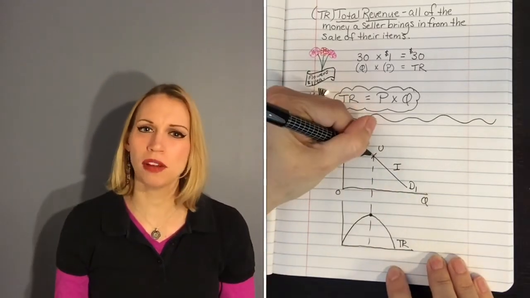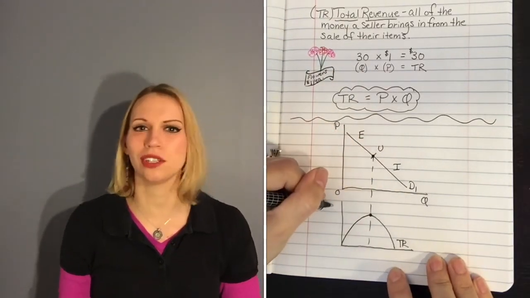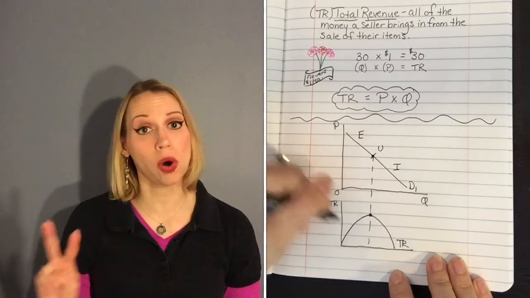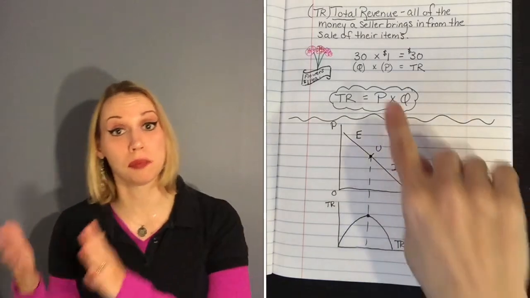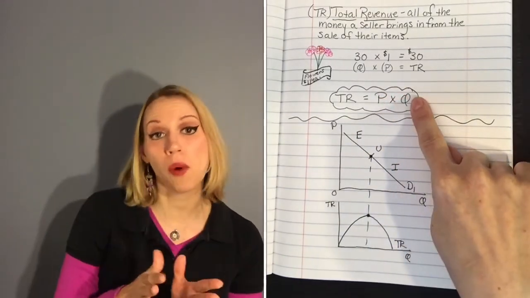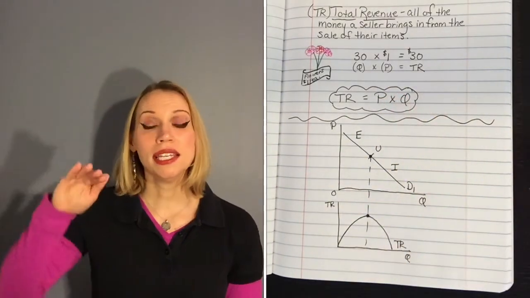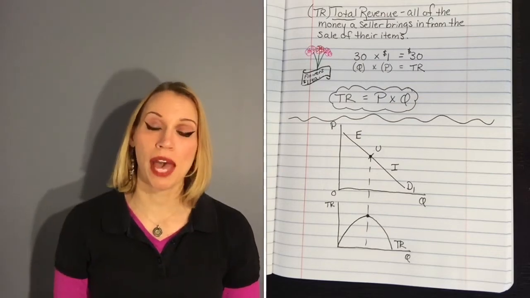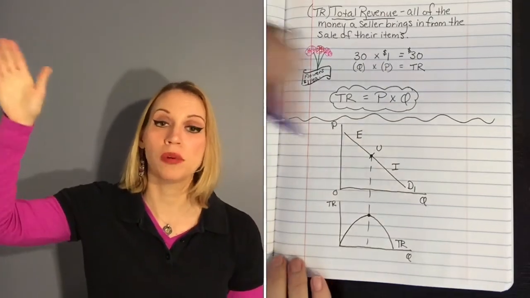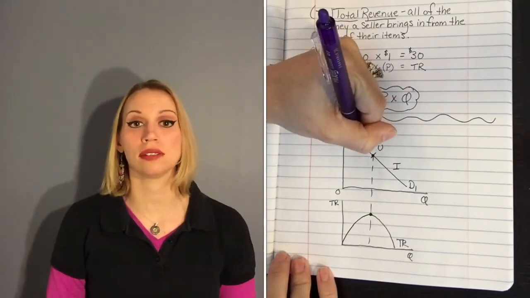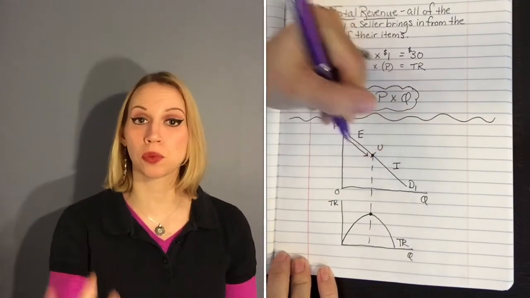Now, why would total revenue go up at first and then turn and fall back down? Well, there are only two things that can change total revenue. That's if the price changes or if the quantity demanded changes. In the elastic zone, in the top half of the demand curve, when a seller changes their price, when they lower their price and put things on sale, people have a strong reaction.